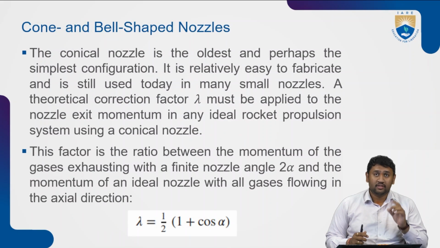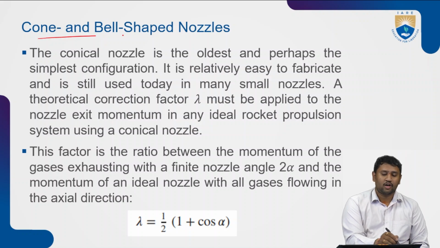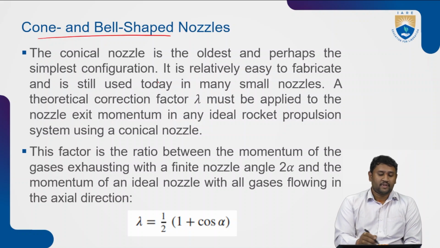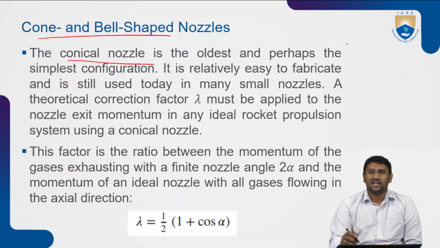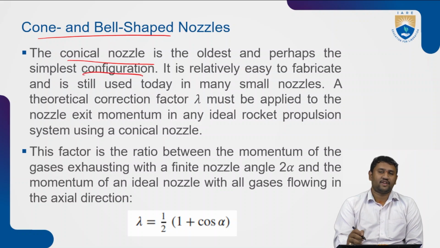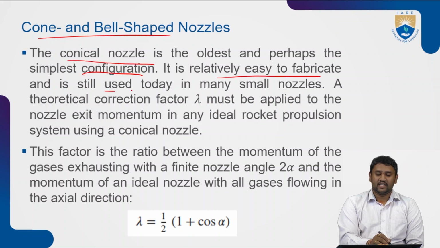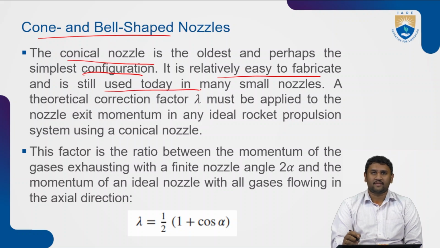Now, coming to our main concept, that is the cone or bell-shaped nozzles. The conical nozzle is one of the oldest, perhaps the simplest configuration that is available, because it's relatively easy to fabricate, and it is still used in many small nozzles.